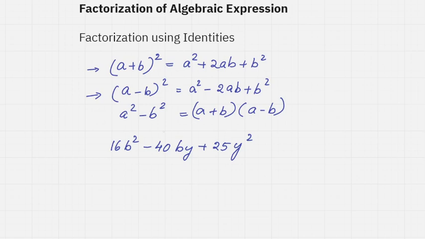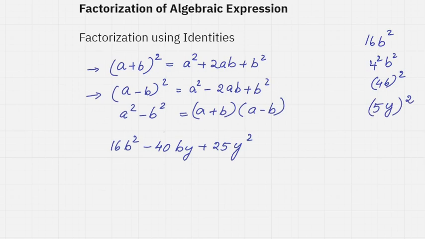So any two terms should be perfect squares. If you are looking at the first term here, we are having 16b square. 16 is a perfect square, that is 4 square, and b square is also a perfect square. So we can write this as 4b the whole square. So we have the first term as a perfect square. Similar way, you have to check whether any other term is a perfect square just like this. So when you are checking, we know that 40by is not a perfect square, so we will go for the next term. So it is 25y square. 25y square can be written as 5y the whole square.